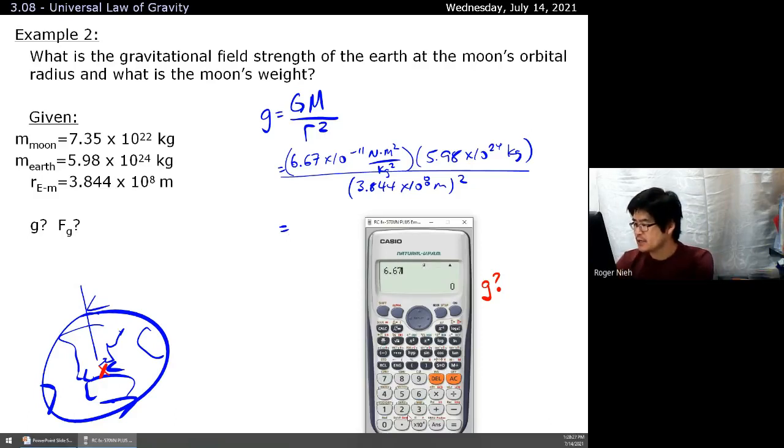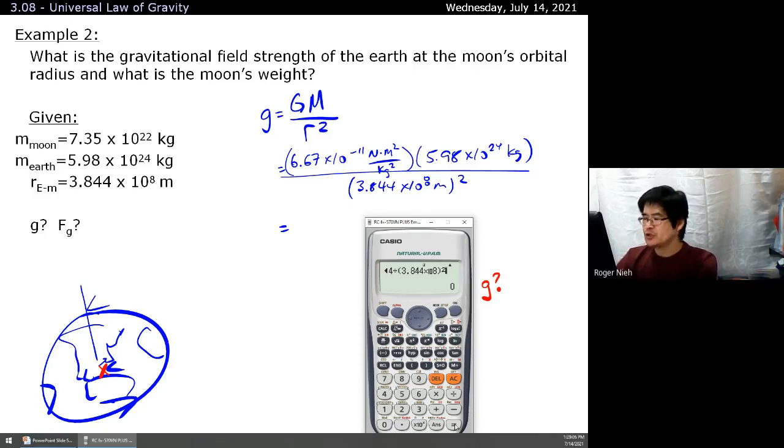So 6.67 times 10 to the power of negative 11, we're going to multiply it by 5.98 times 10 to the power of 24. As for the denominator, just for insurance sake, maybe you do want to put in brackets, because every calculator might give you a slightly different answer. What you want is 3.844 times 10 to the power of 8, that value squared. If you don't include the bracket, it might accidentally square the 8 for you as opposed to squaring the whole entire answer. So it's probably a good idea to include the brackets.